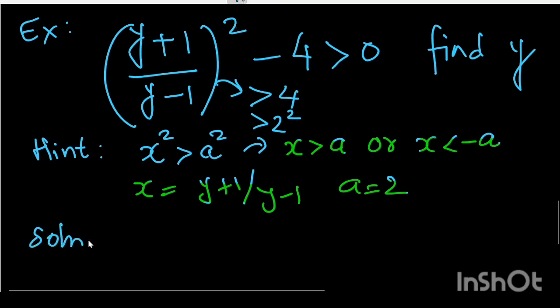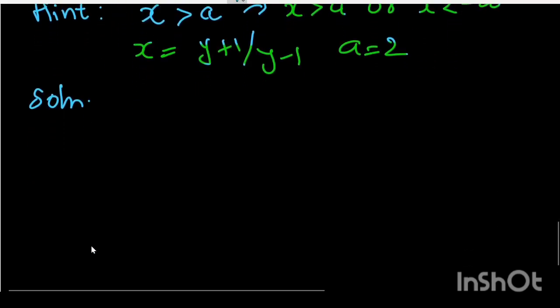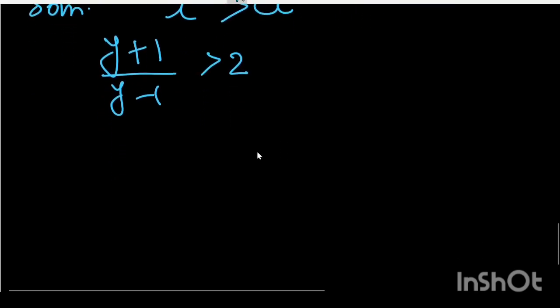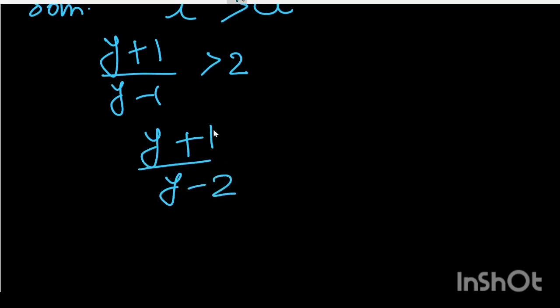So the solution is x greater than a, we will find, and x less than minus a, we will find, and then we will take the union of both. So x greater than a we will find, replacing x by (y plus 1) upon (y minus 1) greater than 2. Now y plus 1 upon y minus 1, we cannot cross multiply by y minus 1 here, because we are not sure about the sign of y minus 1. So we will take 2 to the left hand side: minus 2 greater than 0.